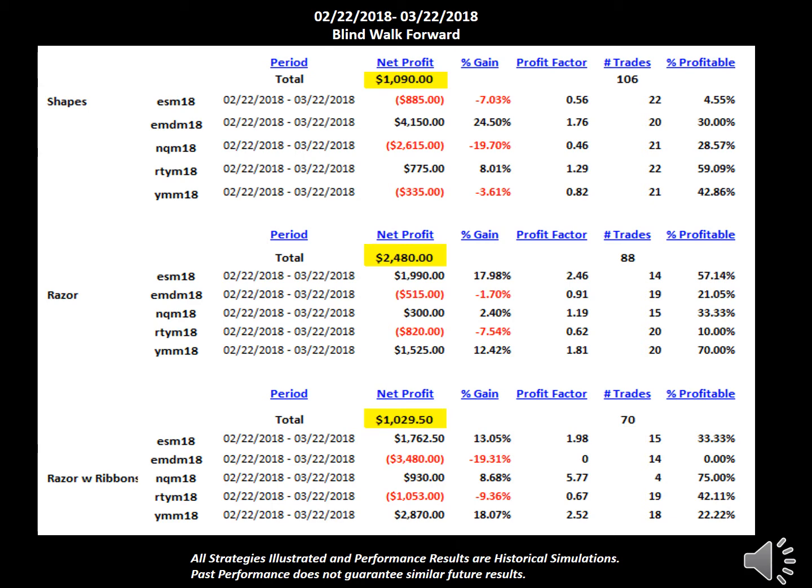You can see the very best thing that happened was the mid cap on shapes, which made 41.50, and if you look and see, well, what's the worst one that happened? It was the mid cap on razor with ribbons. So the mid cap's kind of iffy. You've got to be real careful with that one.